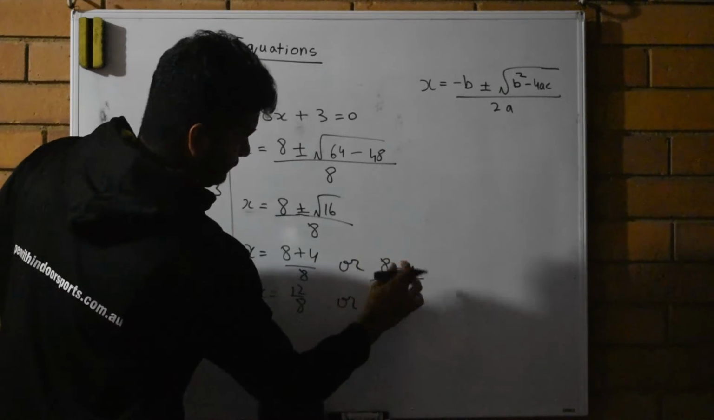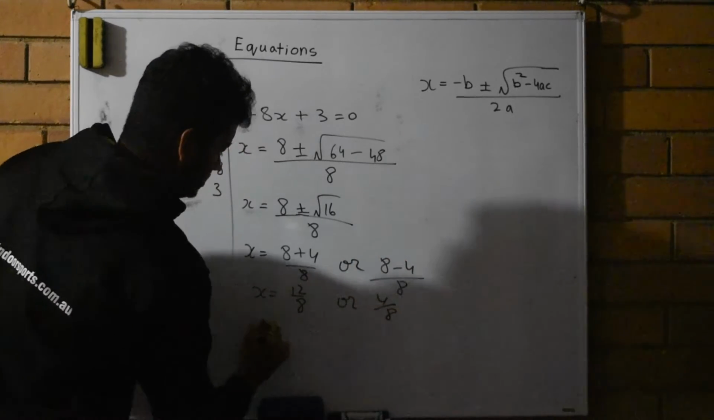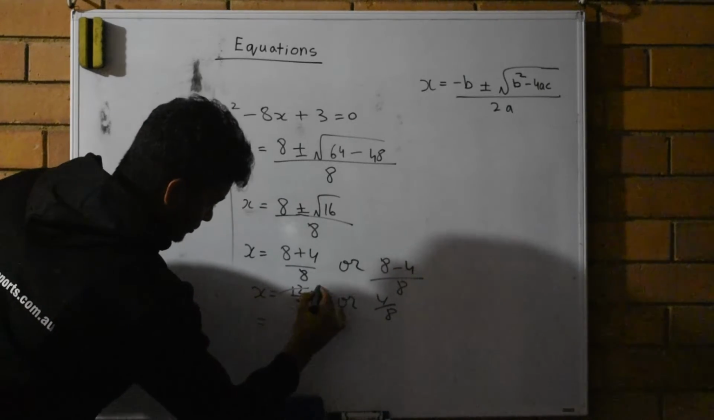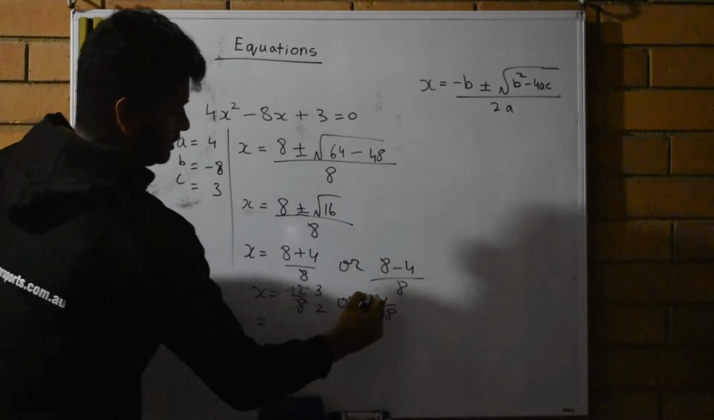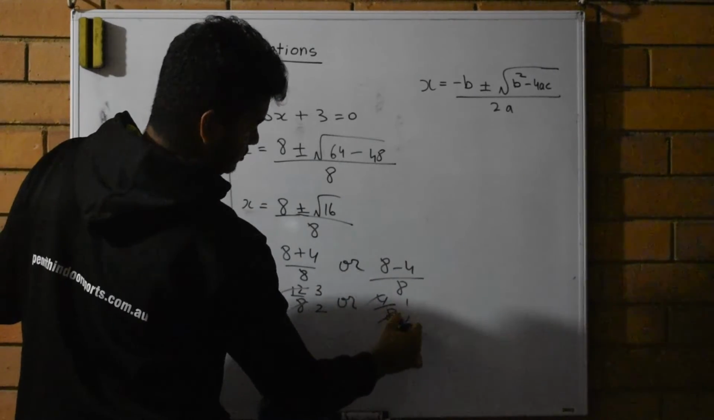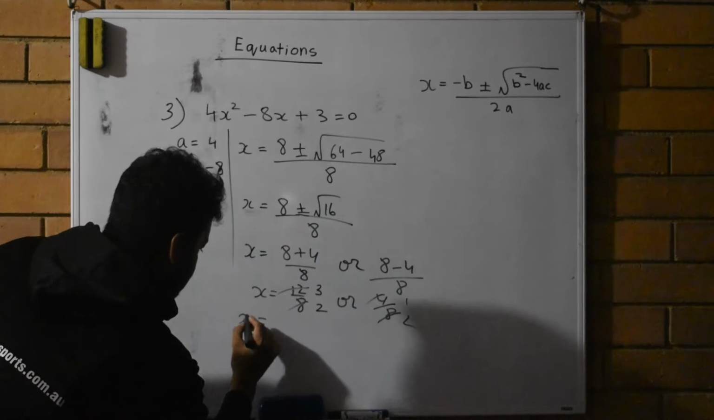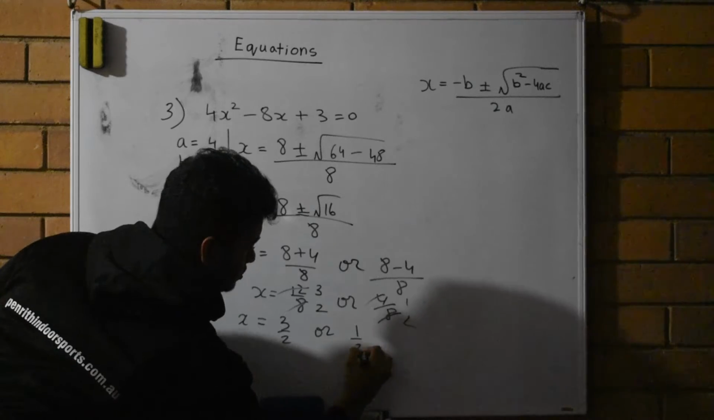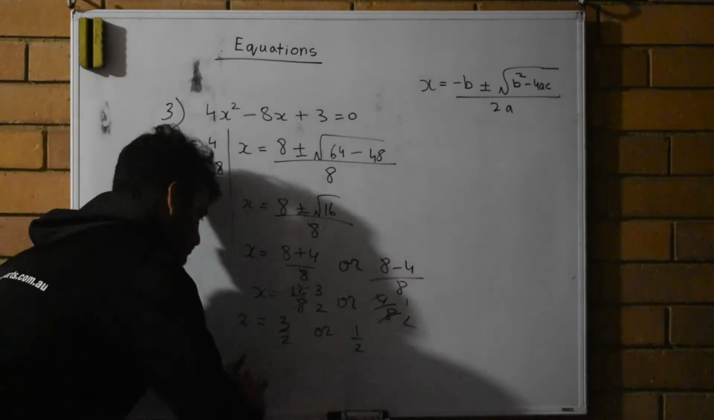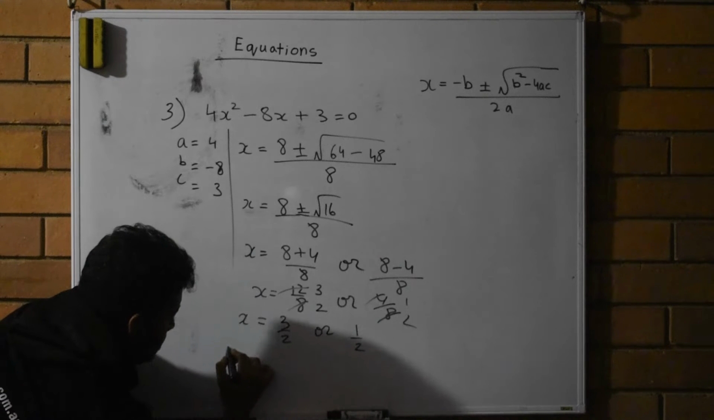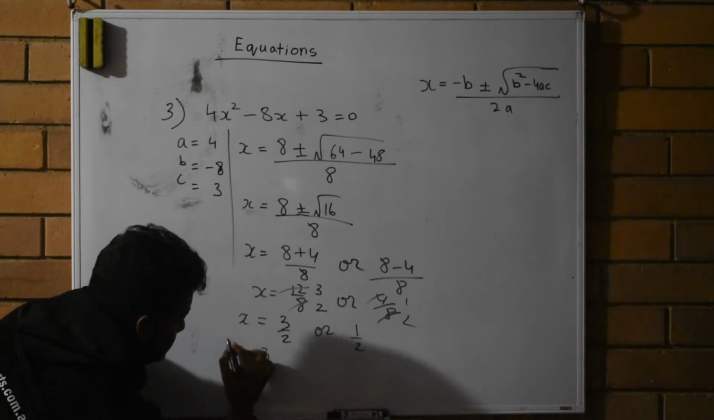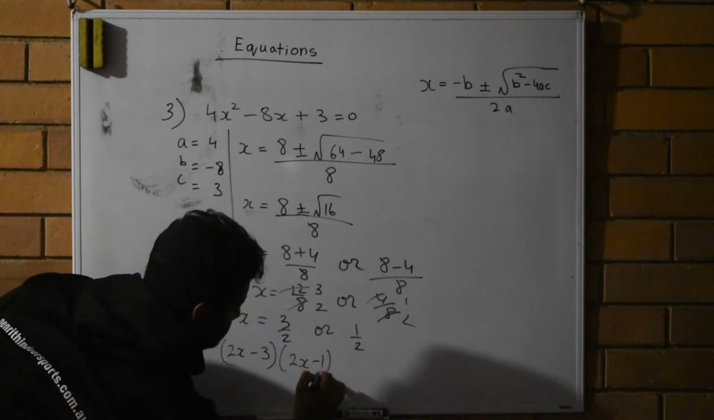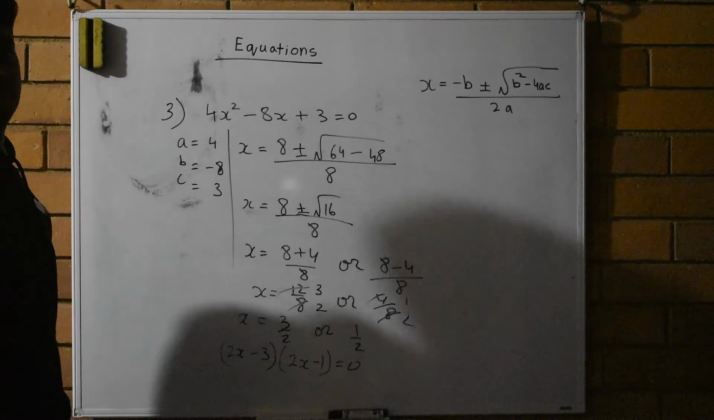Simplify, dividing by 4, so x is 3 over 2 or 1 over 2. Now that means x can also equal 2x minus 3 equals 0, and x can also equal 2x minus 1 equals 0. Alright.